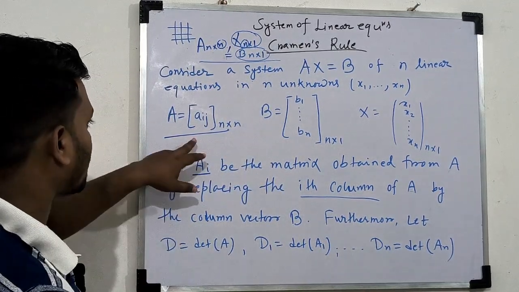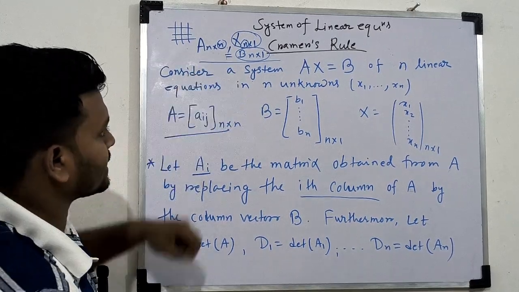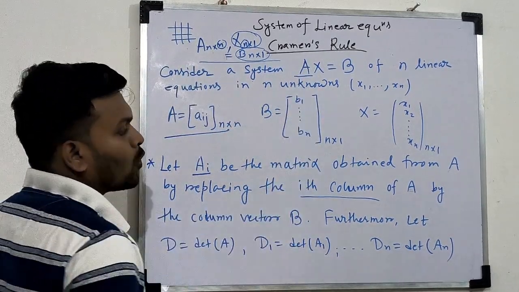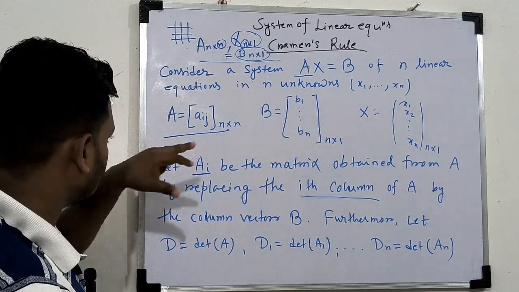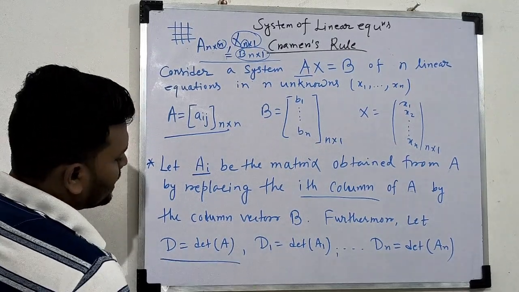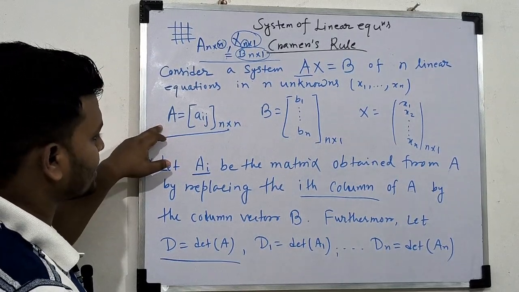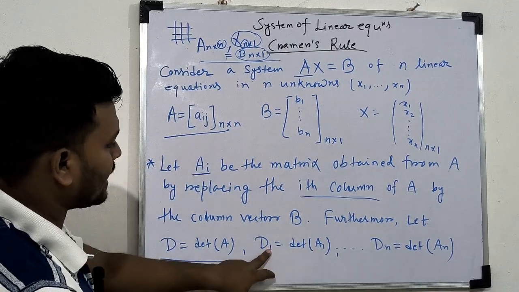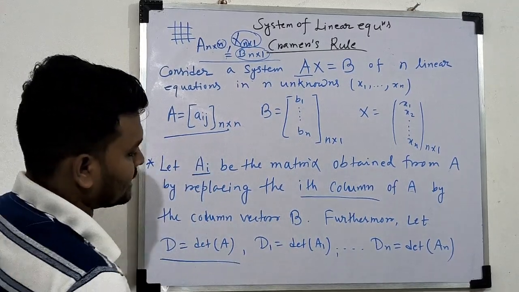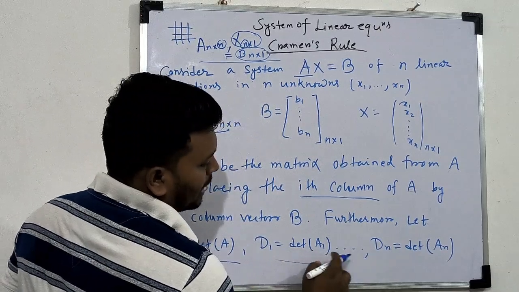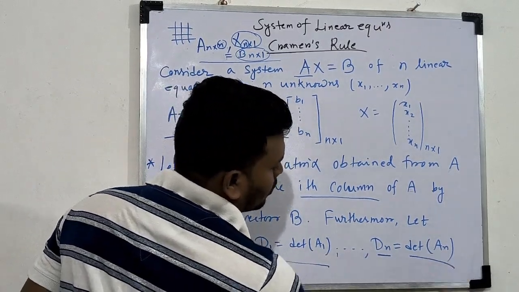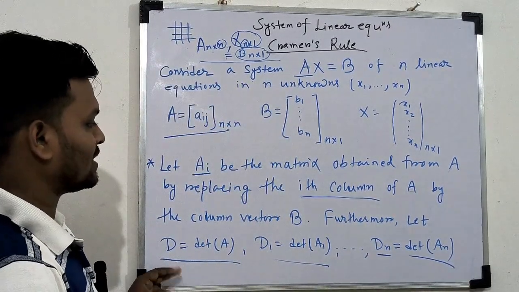We also define the determinant of the original matrix, that is, the coefficient matrix. This matrix is called the coefficient matrix of the linear system of equations. Let D be the determinant of the coefficient matrix, and Di the determinant of Ai, that is, D1 equals the determinant of A1, D2 equals the determinant of A2, and Dn equals the determinant of An. We represent it in this way.